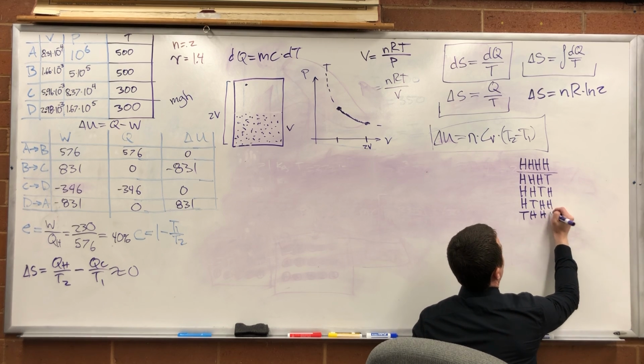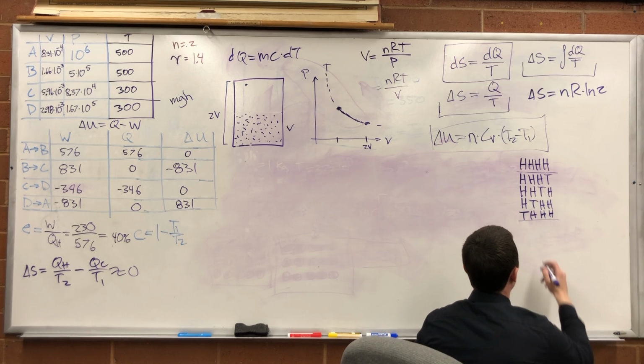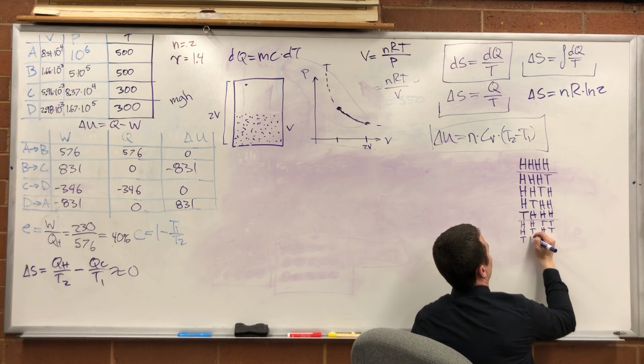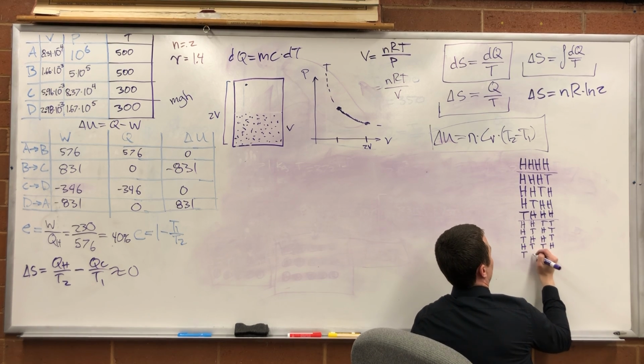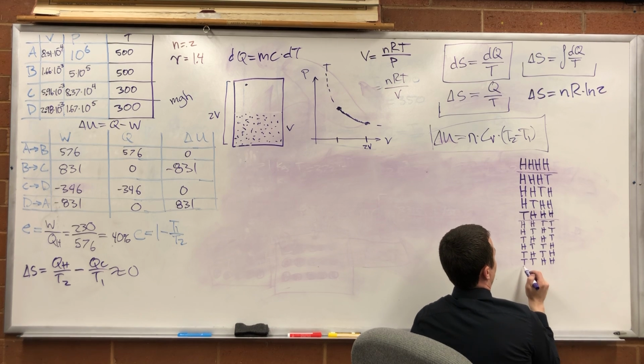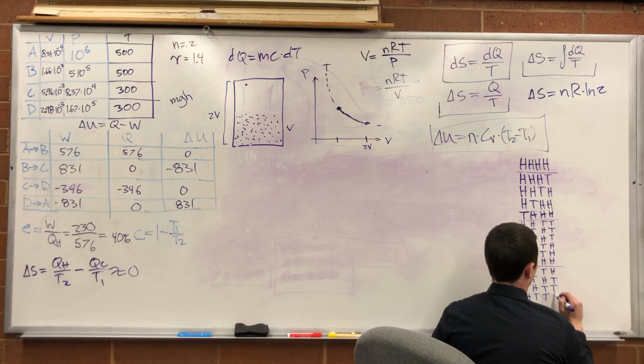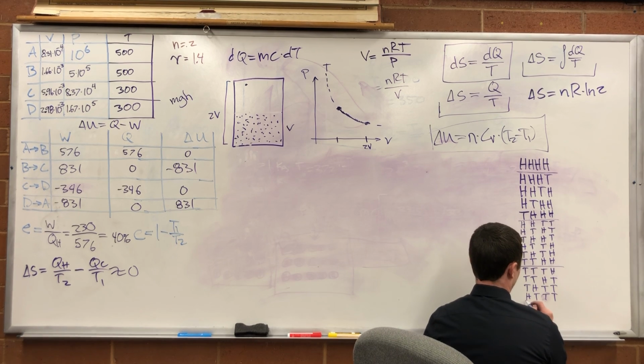T, H, H, H. I'm right, too good. I can have H, H, T, T. I can have H, T, H, T. I can have T, H, H, T. I can have H, T, T, H. I can have T, H, T, H. I can have T, T, H, H. I can have T, T, T, H, and all T's. Finally, all T's.